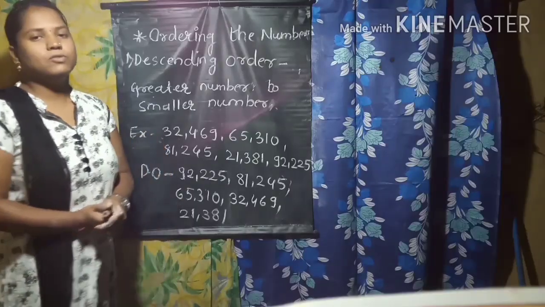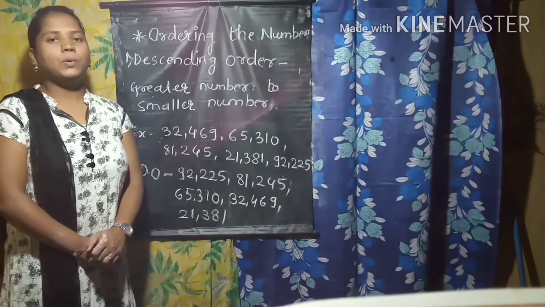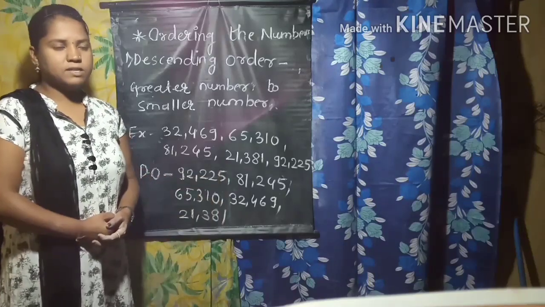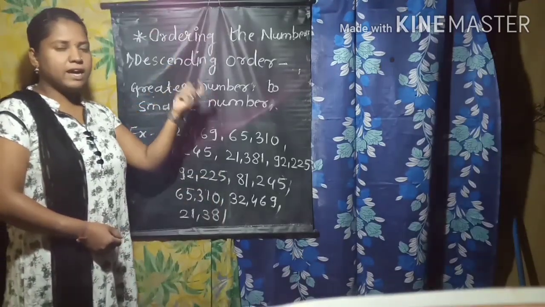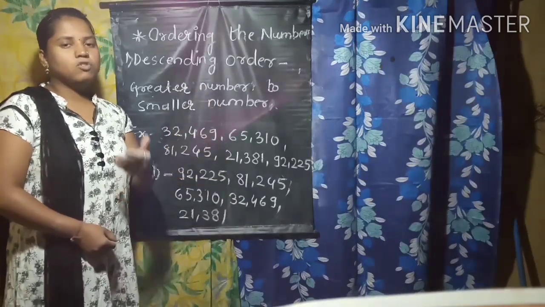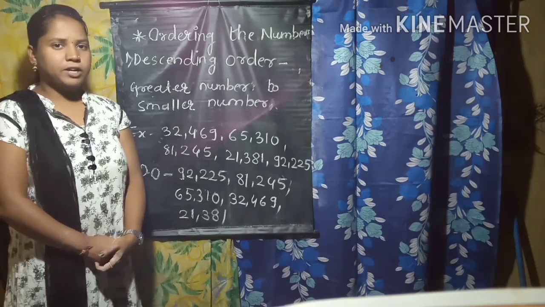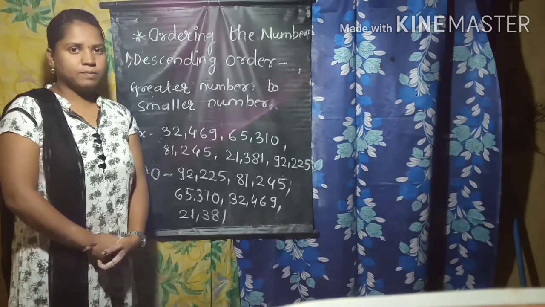I hope you understood how to form a 6-digit number, how to read it, how to write it, how to compare the given numbers, and how to order the numbers in ascending order as well as in descending order. In the next video we are going to start a new topic, that is the Indian system of numeration.